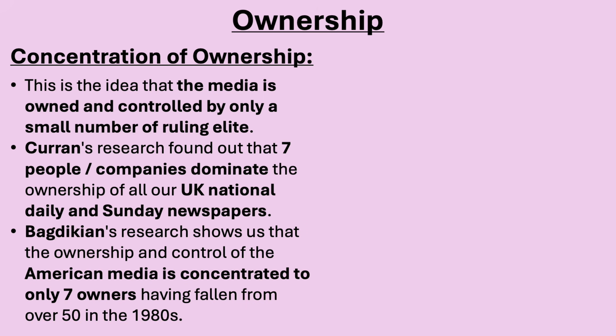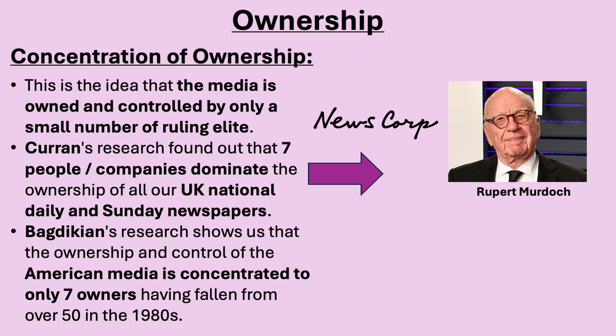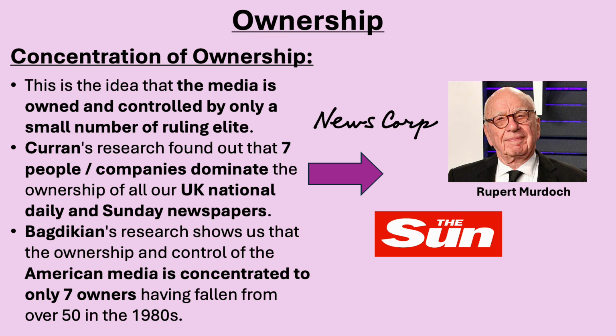So when we look at the ownership of the media, it's important to remember that the media is owned and controlled by only a small number of the ruling elite. And in current research, it was found that 7 people or companies dominate the ownership of all of our UK national daily and Sunday newspapers. I'm going to probably say this wrong, but Bagdikian's research shows that the ownership and control of the American media is concentrated to only 7, having fallen from over 50 in the 1980s. So an example of this would be News Corp, which is of course owned by Rupert Murdoch, and in the UK he owns newspapers such as The Sun and The Times.